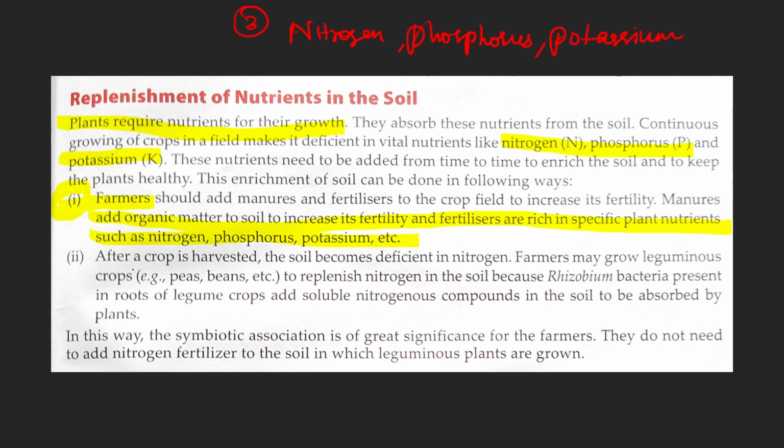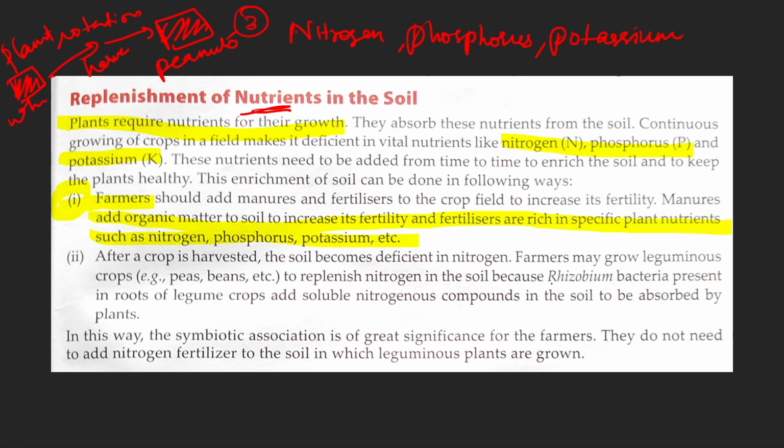And then second, after a crop is harvested, the soil becomes deficient in nitrogen. So farmers may grow leguminous crops. You would have heard of crop rotation, right? Once they plant wheat, after they do the harvest, in the next plantation they will plant something nitrogenous like peanuts to replenish the nutrients in the soil, which is very important. That's how the next batch of wheat or the main plant will grow.